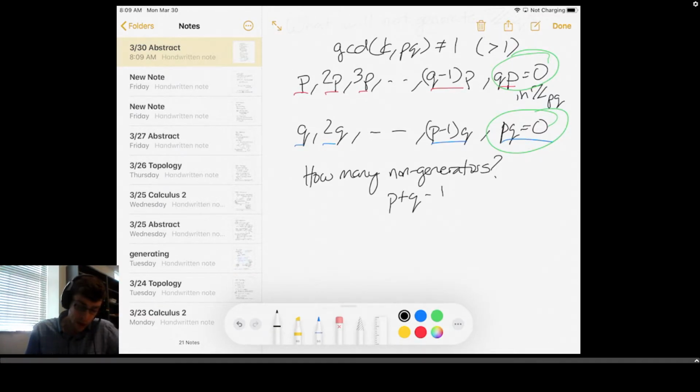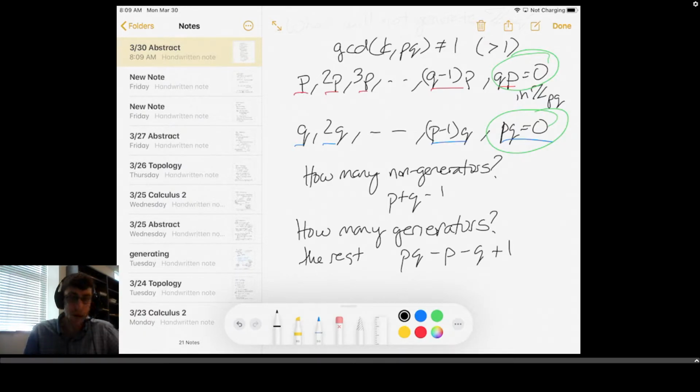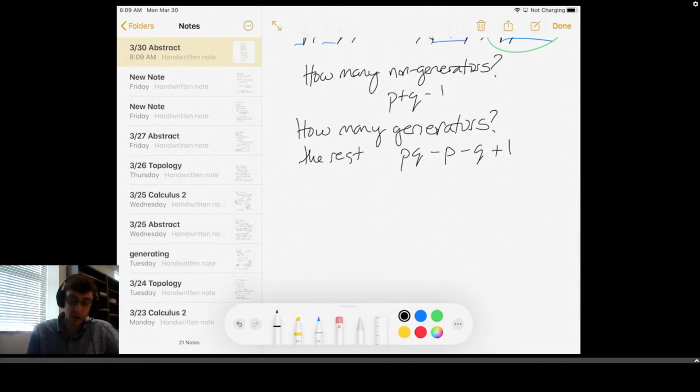And so how many generators? Well, it's everything else, right? It's the rest. And so it's PQ minus P minus Q plus 1. And if you're into simplifying things or making this look interesting, this is exactly (P minus 1) times (Q minus 1). Factoring. Algebra. We just did algebra.